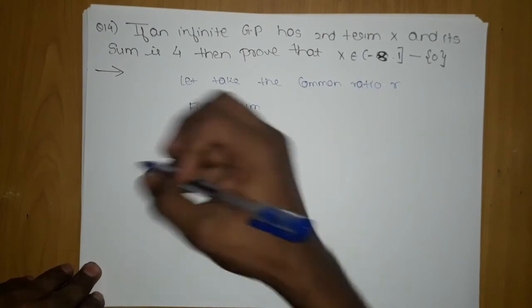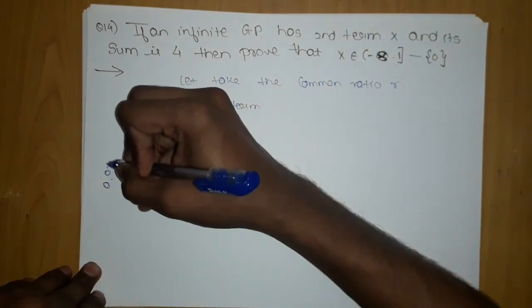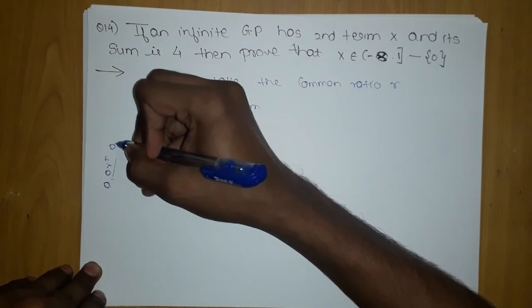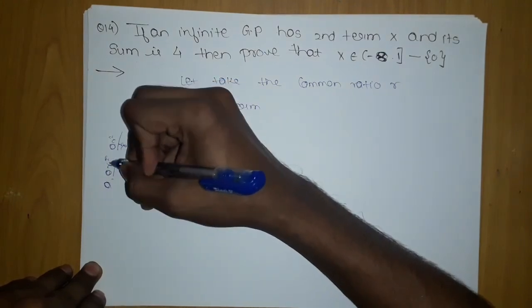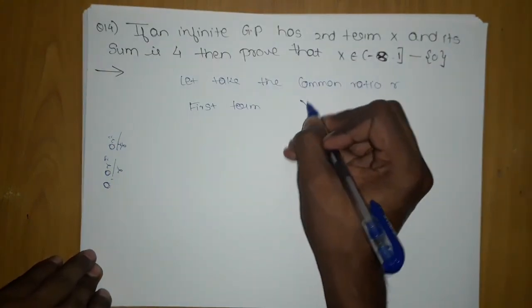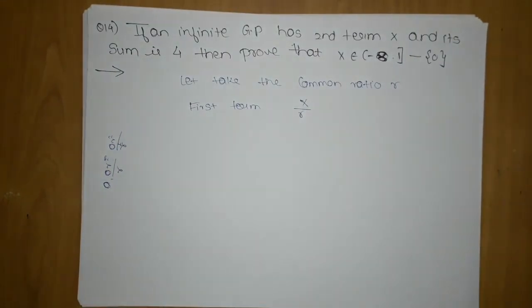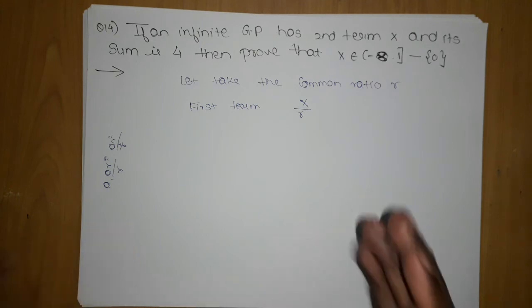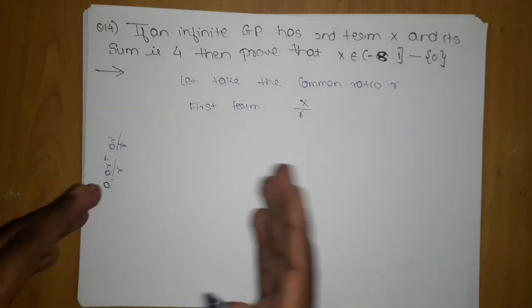Now if you remember a series a, ar, ar square, if I divide the ar square term by r, I get the second term, and if I divide this by r, I get the first term. So the first term will be nothing but x by r. Now they are telling an infinite GP. In infinite GP, a is very crucial, that's why I took r to find a. So first term we have got.